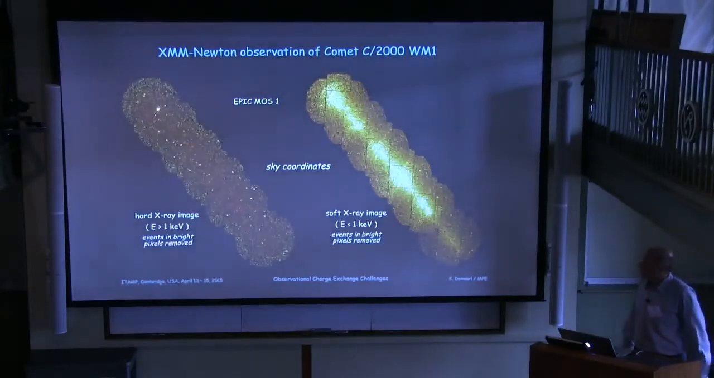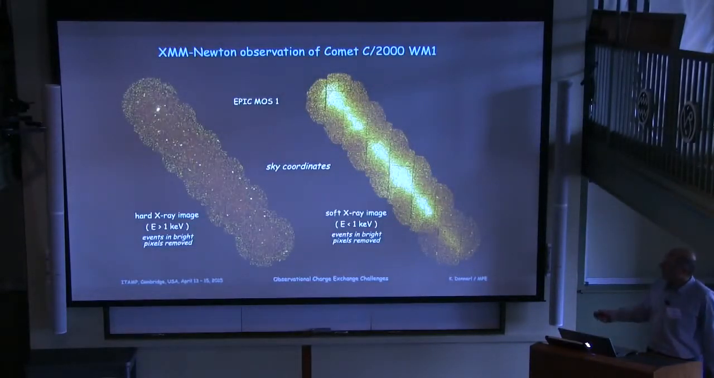The real photons look like this. It's quite interesting. It's the same data set. The only difference is that here I've selected energies higher than 1 keV, here it's lower than 1 keV, and we get completely complementary images. Here we get an image or a scan of the X-ray sky, and here we get the comet. So the comet is virtually absent.